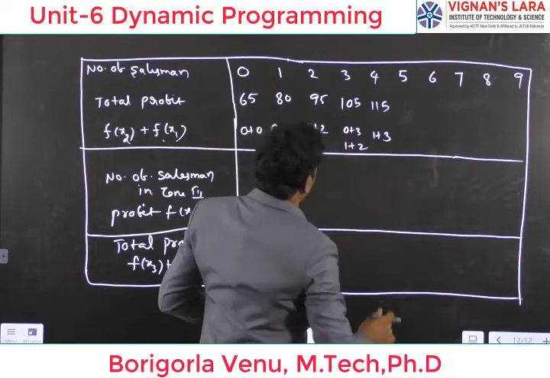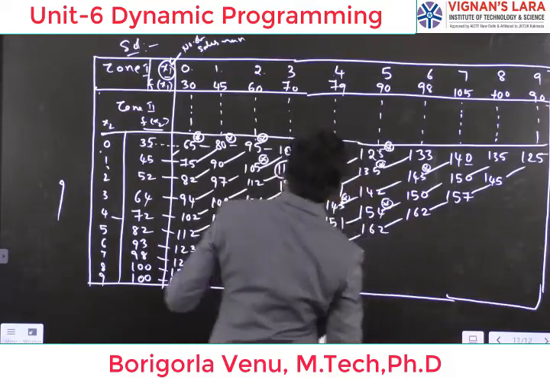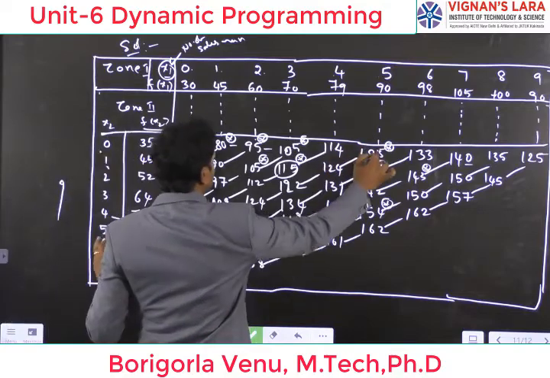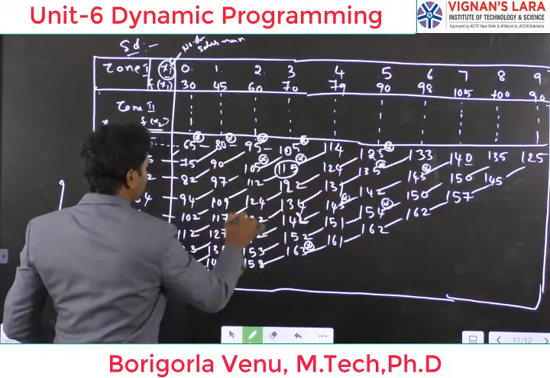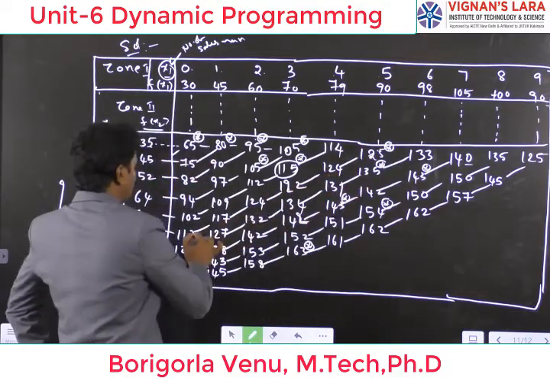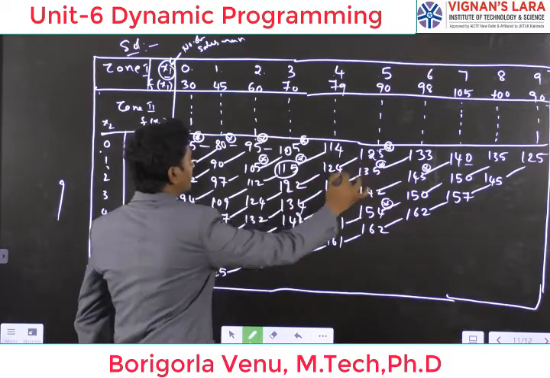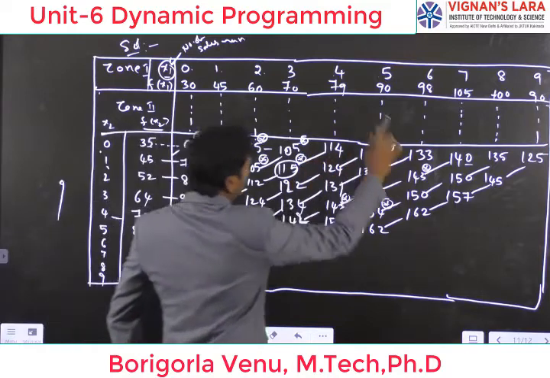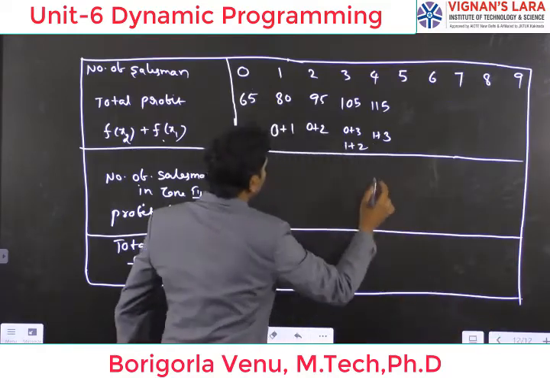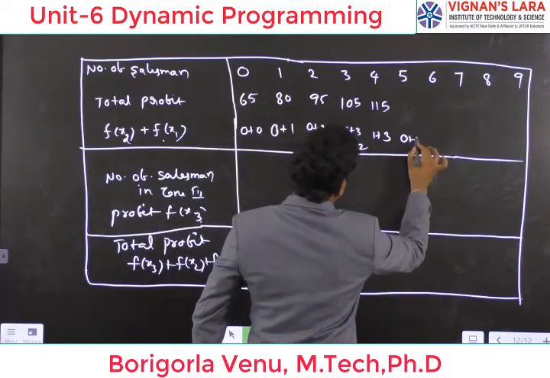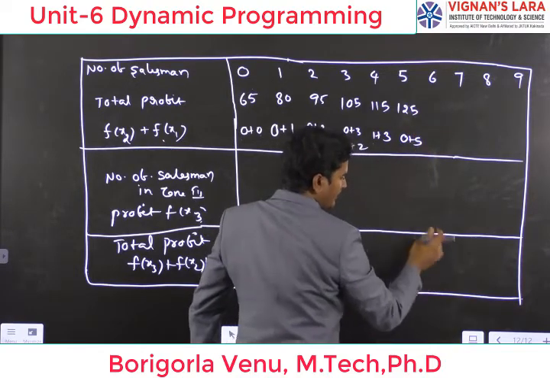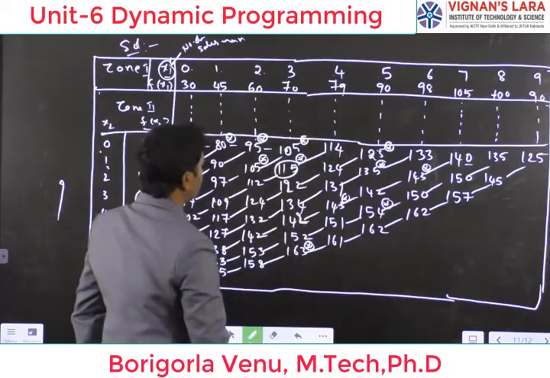Okay. Next, coming to the fifth zone. In this fifth route, the maximum value is 125. This maximum value is obtained at 0 plus 5, which is 125.